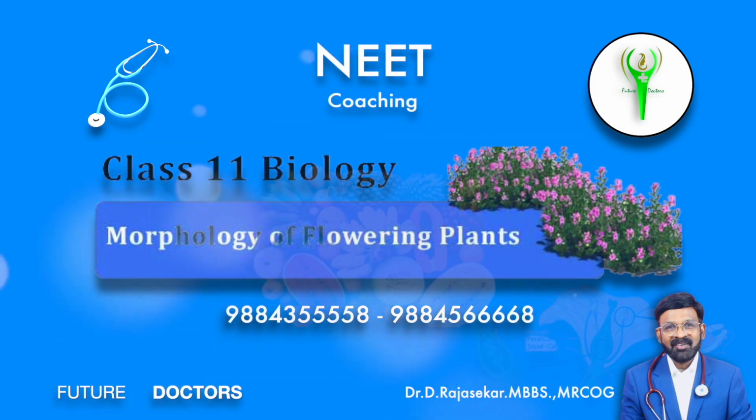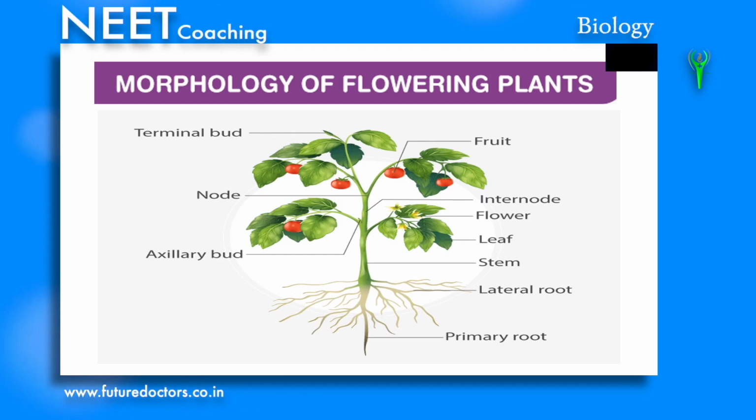Morphology of flowering plants. The body consists of main axis, which may be branched or unbranched, bearing lateral appendages. The main axis is divided into two parts. The one is root system and another is shoot system.